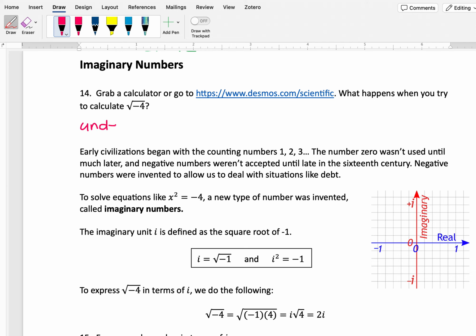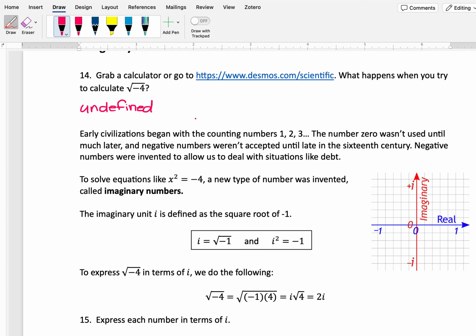undefined, and the reason for that is because there is no number that when you multiply it by itself, it will equal -4. We know that if we multiply a negative number times a negative number, it's going to be a positive number. Positive times positive is also positive. The only way to multiply two numbers and get a negative is if one is positive and one is negative. And if that's the case, then they aren't the same number.